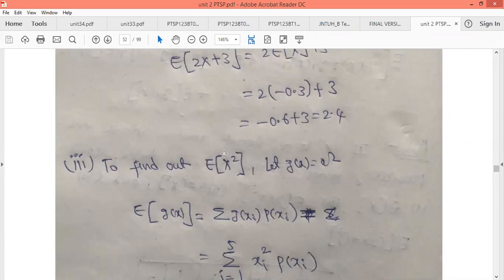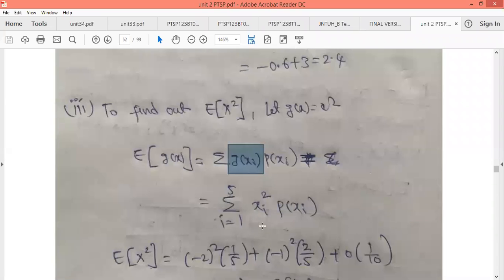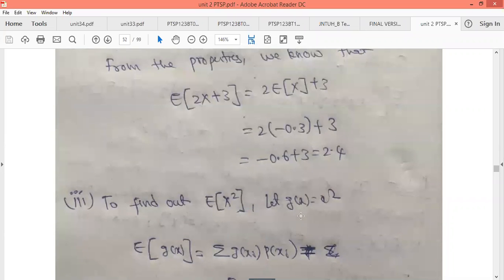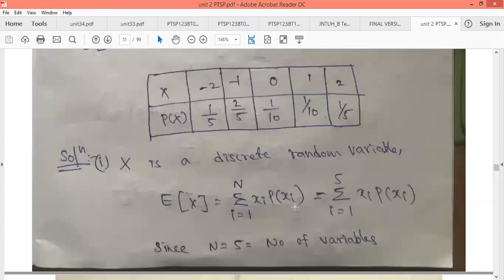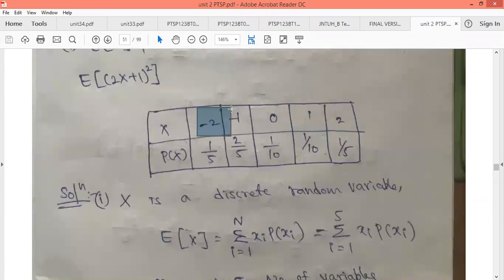So x square is a function, no? How do we write it? We write it as g of x is equal to x square. Now expected value of g of x is equal to summation g of x_i p of x_i. What is g of x_i here? x square, so it is x_i square. So it is summation i equal to 1 to 5 x_i square p of x_i. What we have to do here is square all these x terms and multiply the squares with the corresponding probabilities. You will then get the product terms.